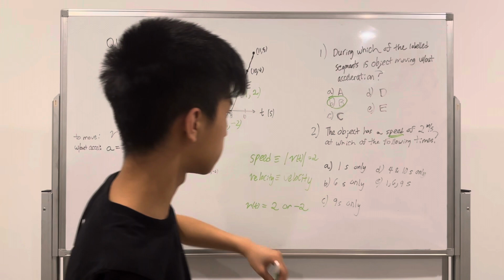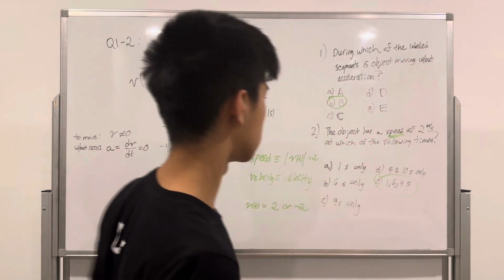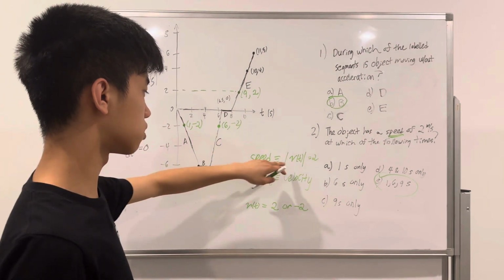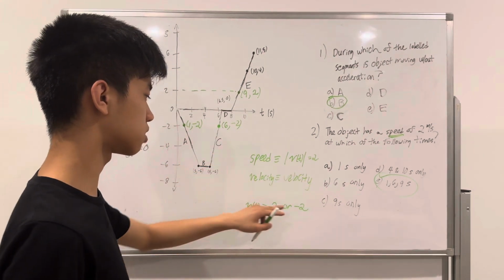So E should be the correct answer because speed is the absolute value of velocity. That just has to be 2 or -2.